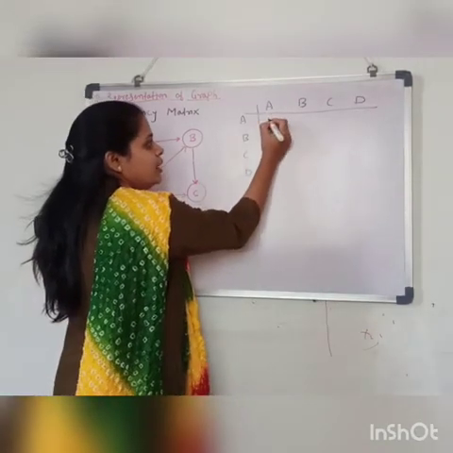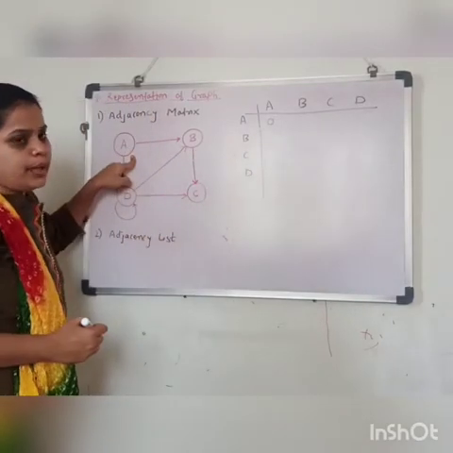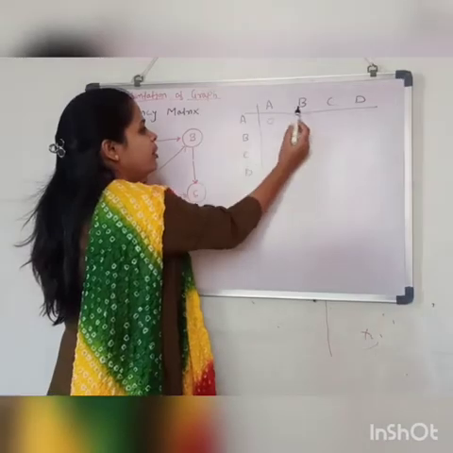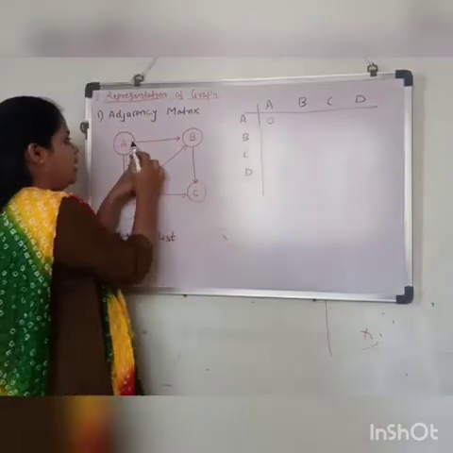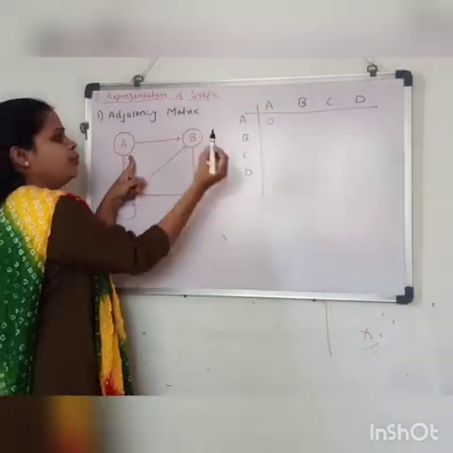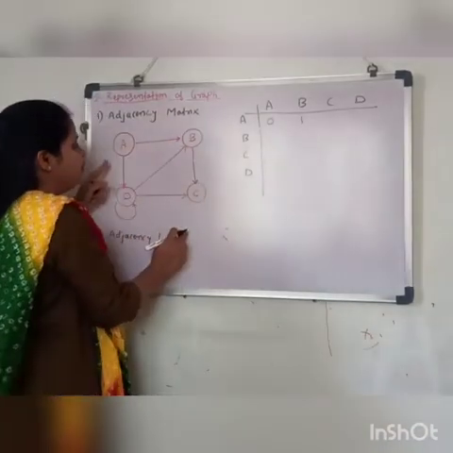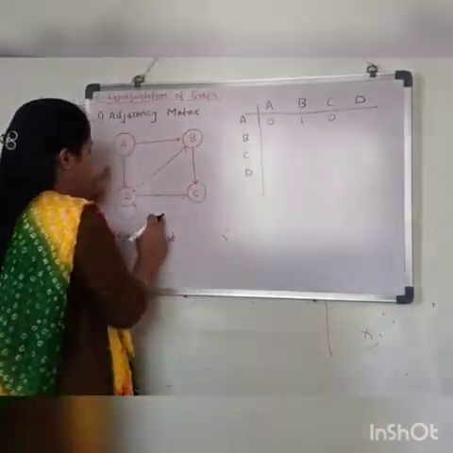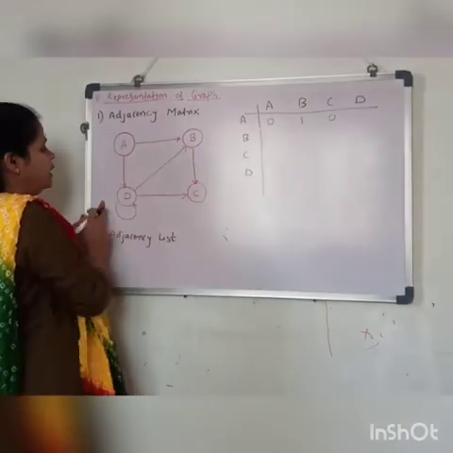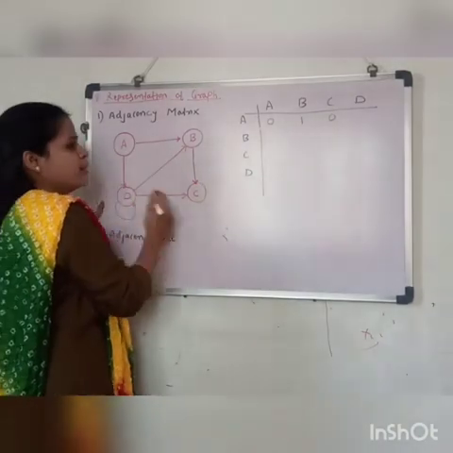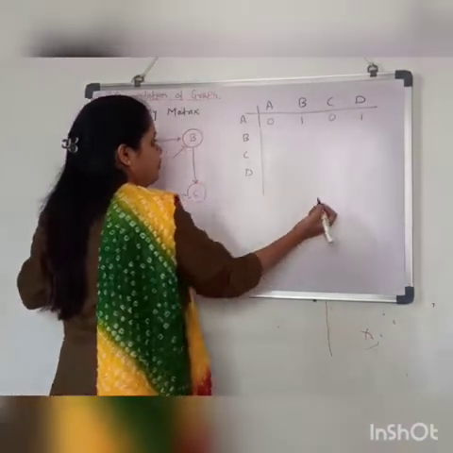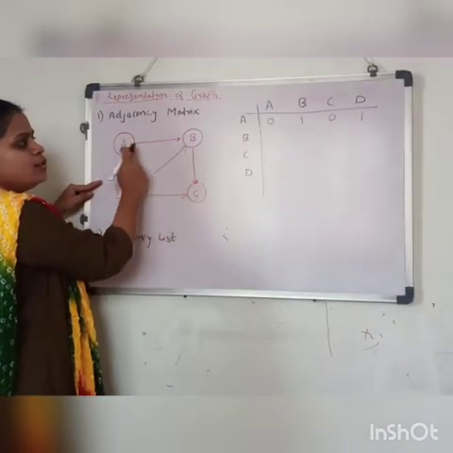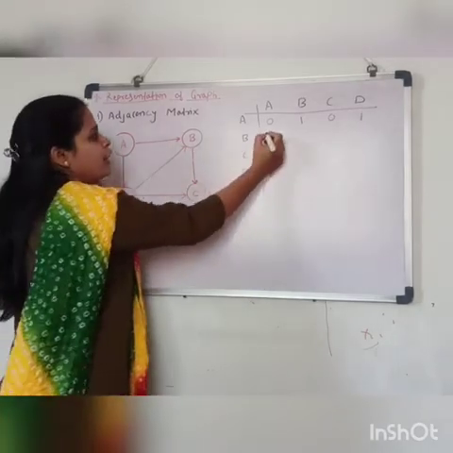If there is no link, then write down 0. Now observe, is there any link present between vertex A to vertex B? As there is a link present from A to B, write down 1. Check for A to C. There is no edge between A and C, so write down 0. Check for A to D. There is an edge from A to D, so write down 1. Check for B to A.